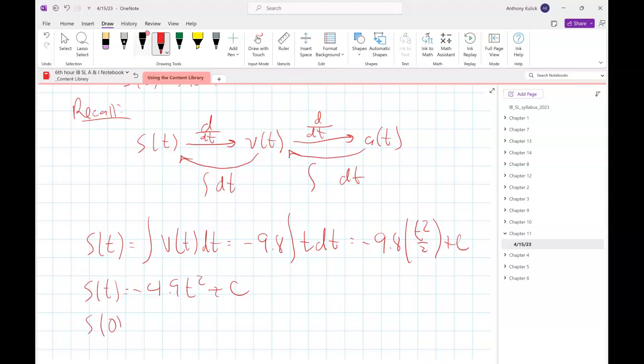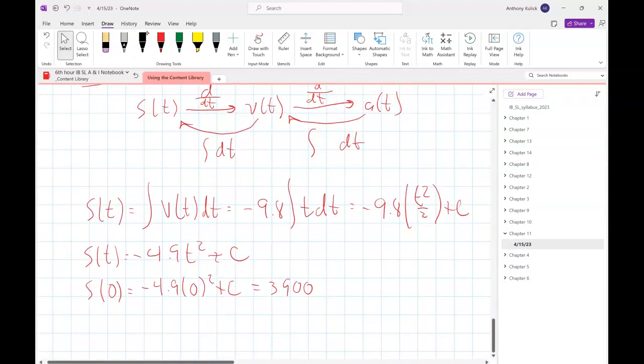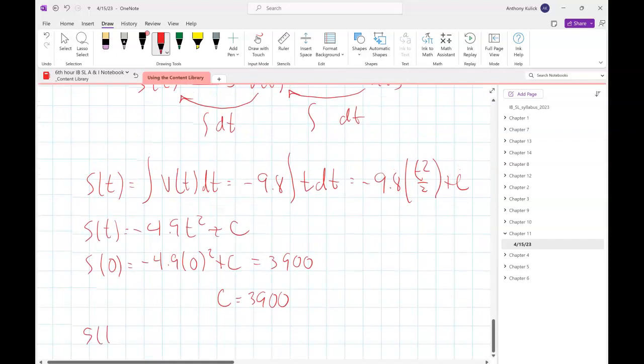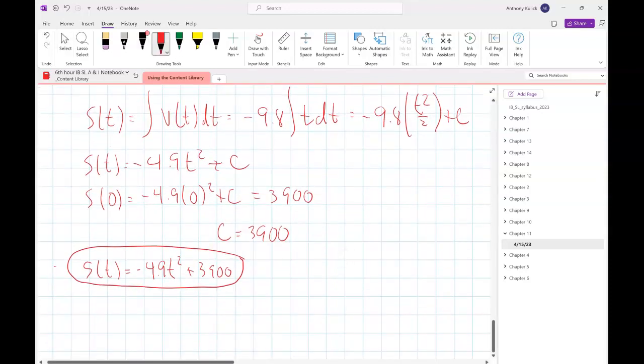And we're told S of 0 is going to be 3,900. So does that tell me C's got to be 3,900, right? So my real function then for this specific situation is that. That's my answer for part A.